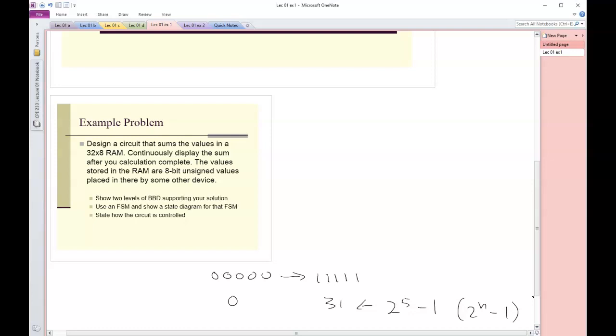So in the end, I'm going to need a circuit here. The circuit's going to include a state machine. Because I have a state machine in the circuit, I'm going to need to include a state diagram in the circuit as well. And that's all I have for this problem.